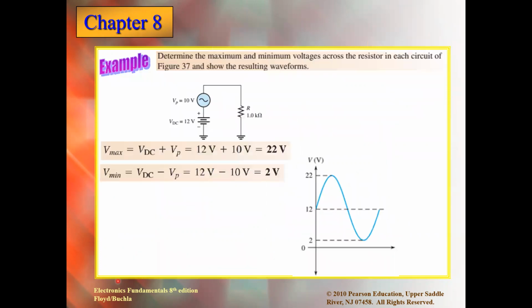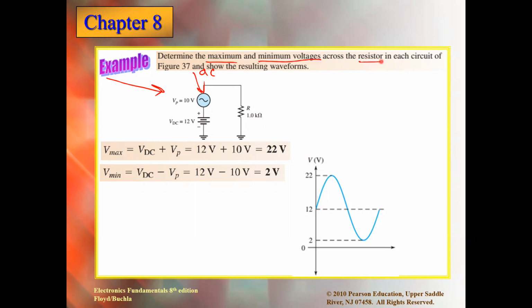Now, consider it with an example. Read the question: determine the maximum and the minimum value of voltage across the resistor in each circuit of the figure and show the resulting waveform. If you look at this figure, you will find that there are two sources. First is AC, this is the symbol of an AC source. Another one is DC. Now they are asking you to calculate how much is the minimum and how much is the maximum voltage across the resistor.